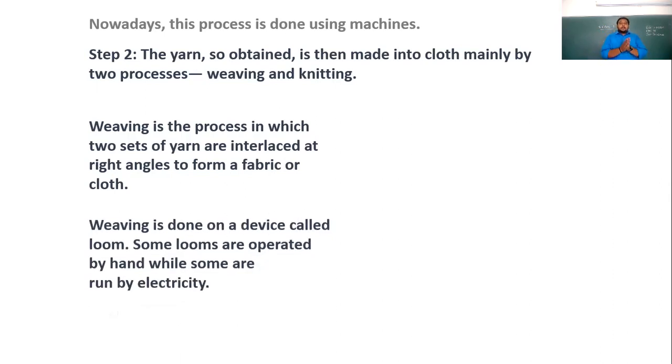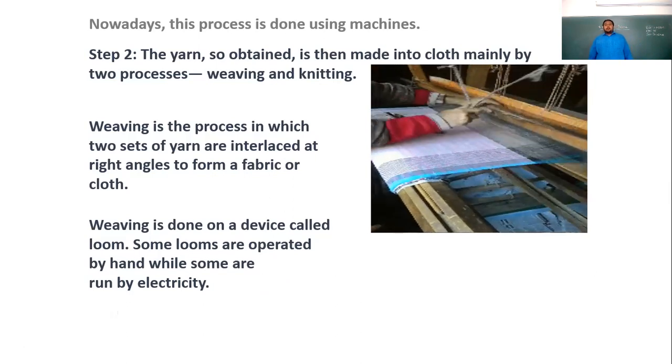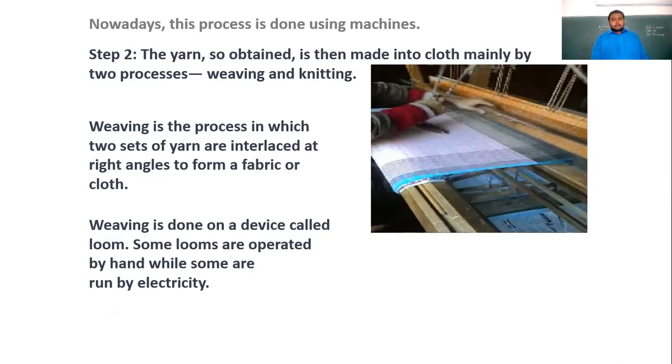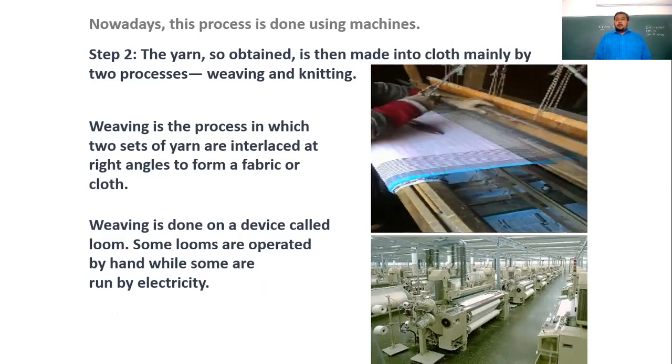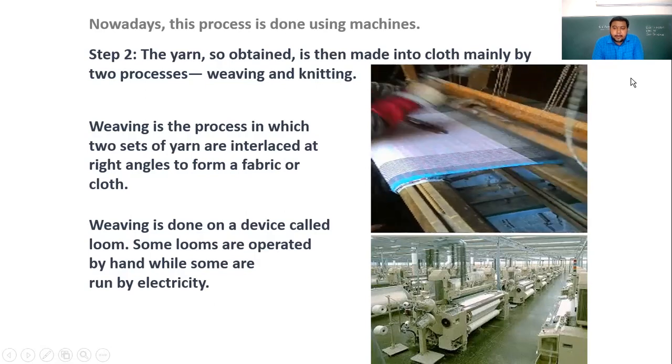This weaving process is done on a device called a loom. Some looms are operated by hand, while some are run by electricity. I will show that image to you. See, this is a loom. It is operated by our hand. Yes, you can see that. By machines also we can operate to make a fabric. With electricity we can make that fabric from the threads.